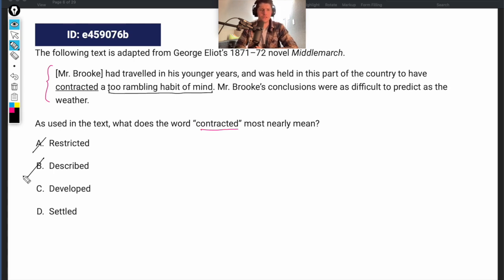And to have settled a too rambling habit of mind would almost be to have resolved it, if you think about it in context, right? To have settled a habit of mind would mean maybe to have eliminated a problematic habit of mind in this case. So I don't like that one either, and I'm going to circle developed for that reason. So again, you saw me engaging in a process of elimination and looking for keywords, and this type of question where they're not just asking us to fill in a blank, but to replace a word that remains in the text. Context was entirely crucial to making that decision. So let's move on here.